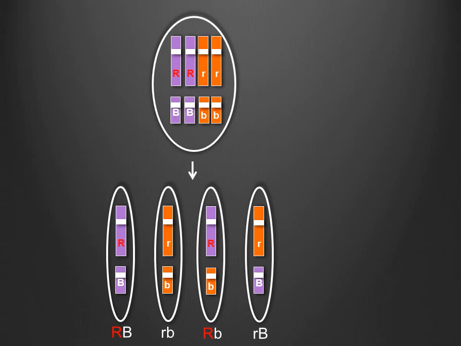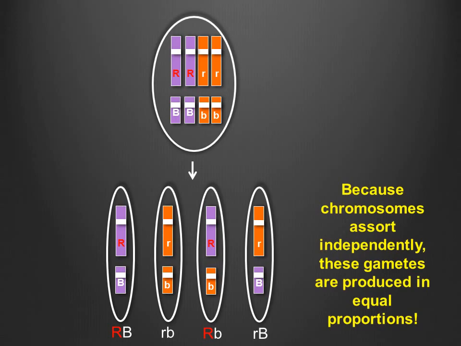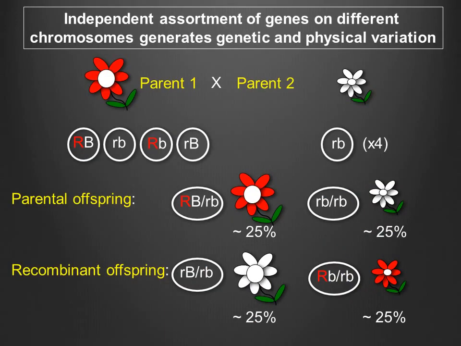All 8 chromatids must be separated into 4 gametes, such that each gamete gets one color allele and one size allele. Because chromosomes assort randomly during meiosis, all 4 possible gametes are formed with equal probability. Fusion of these gametes with the gamete produced by the homozygous recessive parent generates 4 phenotypically and genotypically different classes of offspring in equal proportion. Approximately 50% of the offspring have parental phenotypes, and the other 50% have recombinant or non-parental phenotypes.